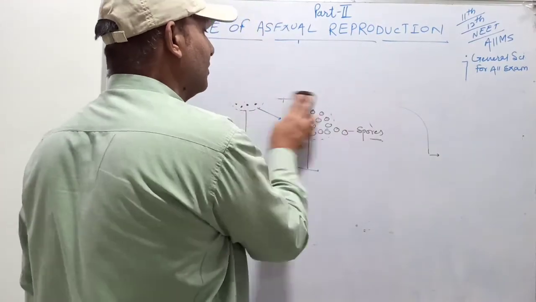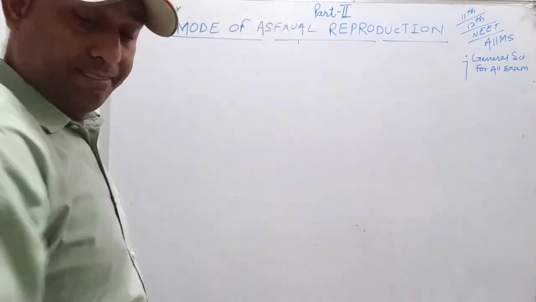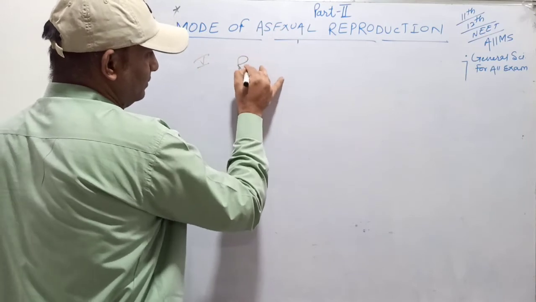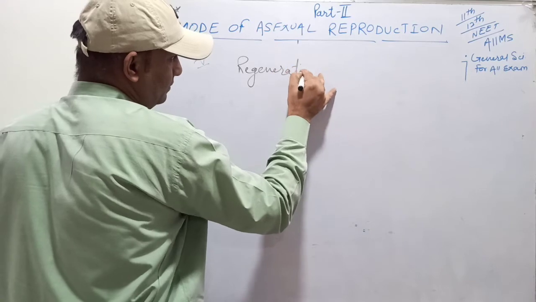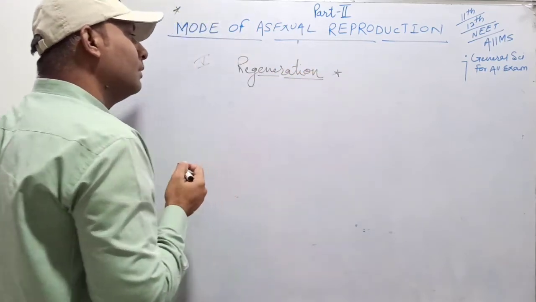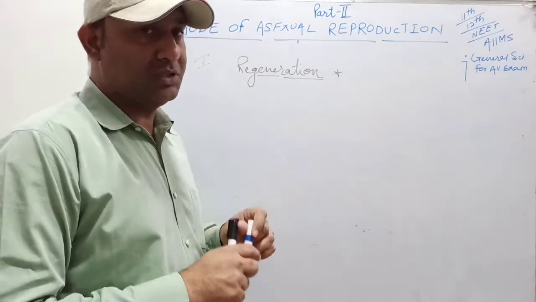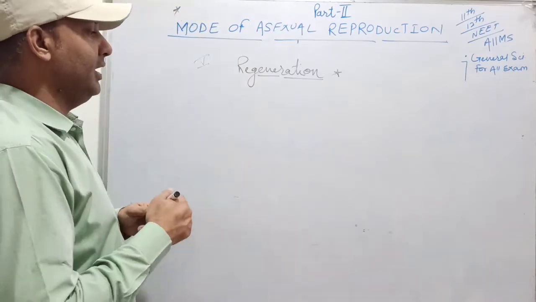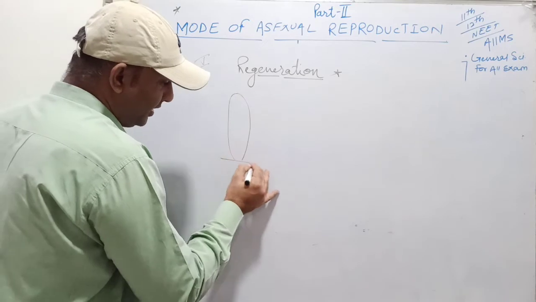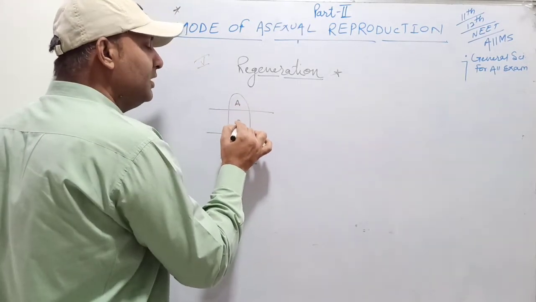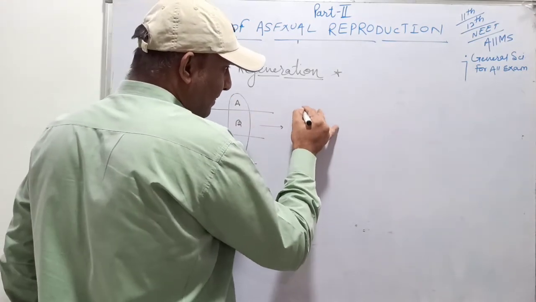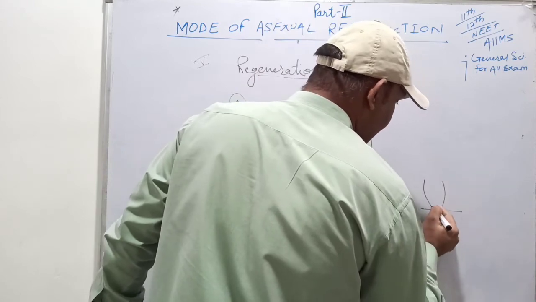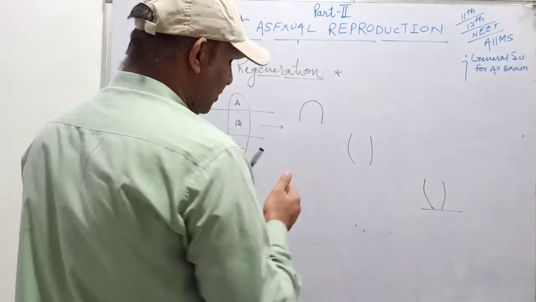Next type, fifth, which is regeneration. First of all, the definition: the process by which an organism produces new offspring from a cut body part. That time it is called regeneration. We can take the example of planaria. If we cut the planaria into 3 small pieces, each piece of planaria develops into a new planaria.